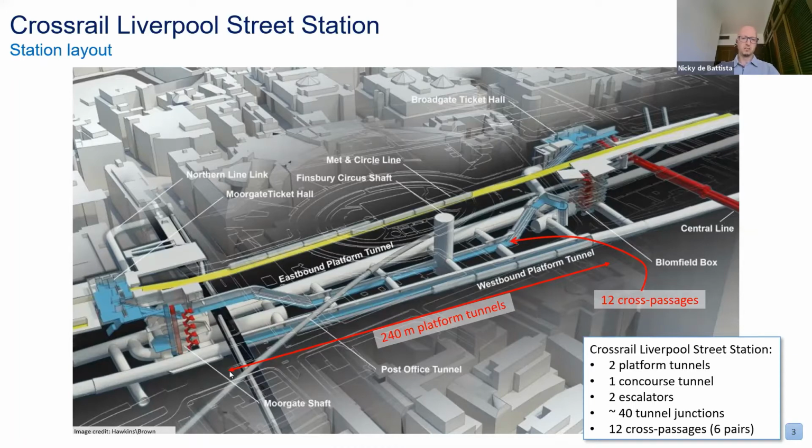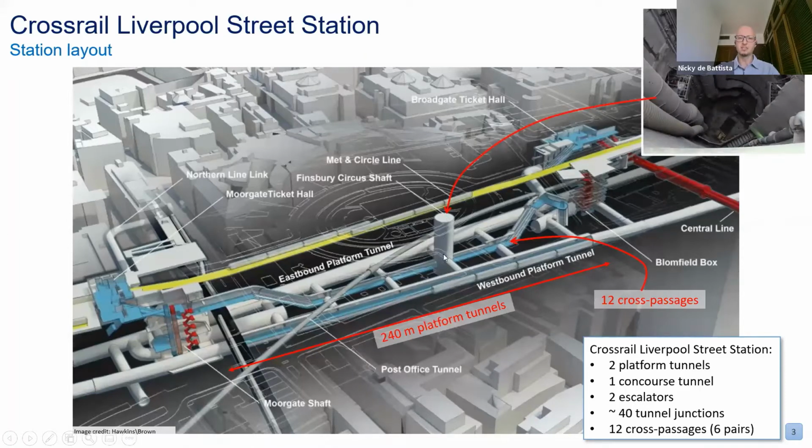The platform tunnels are 240 meters long, and the 3 tunnels themselves are connected with a number of cross passages. You can see them here, and where the cross passages link to the main tunnels are enlarged in what are called enlargement chambers.